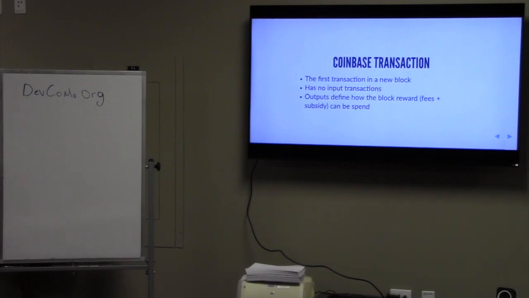And last but not least is the Coinbase transaction. Coinbase transactions are created by miners. It's always the first transaction in the block, and it has no inputs. And its outputs is the block reward.